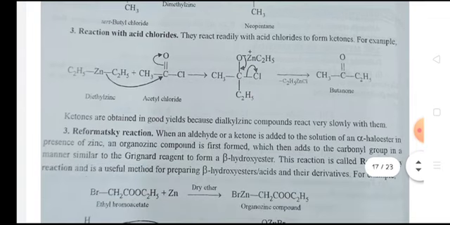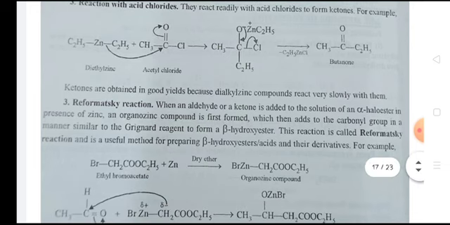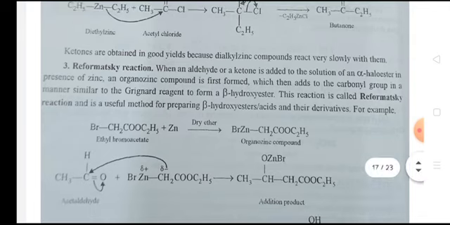Third, reaction with acid chloride. They react readily with acid chlorides to form ketones. Ketones are obtained in good yield because dialkyl zinc compounds react very slowly with them.